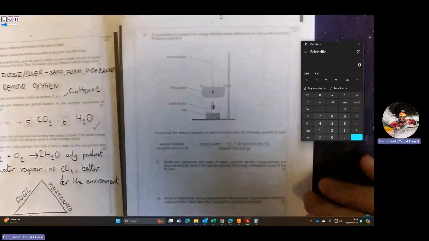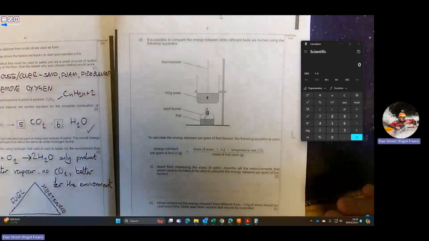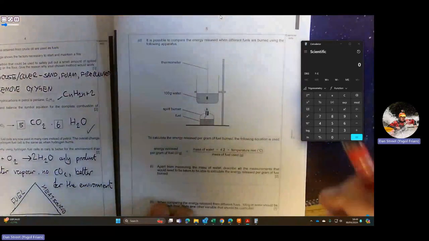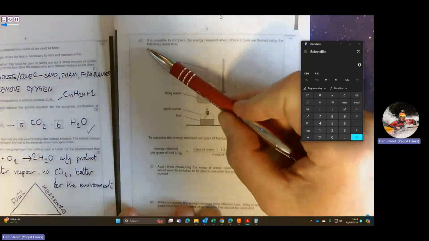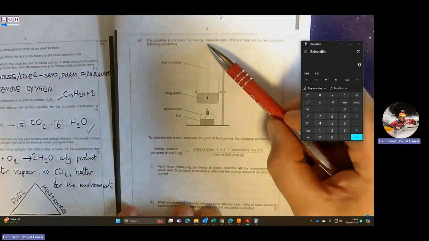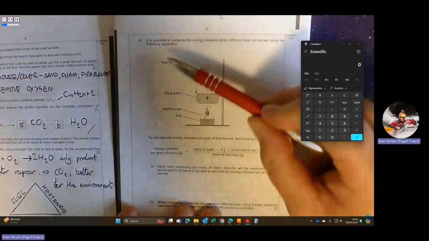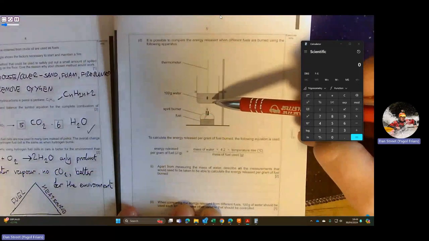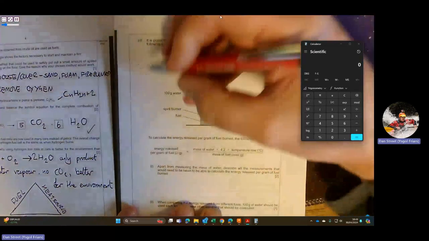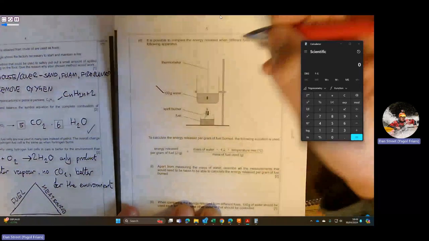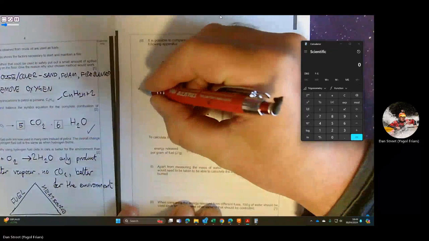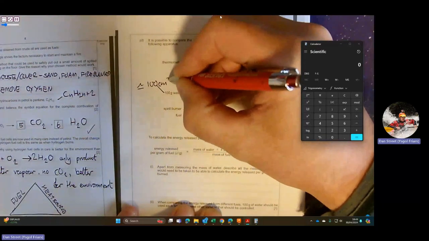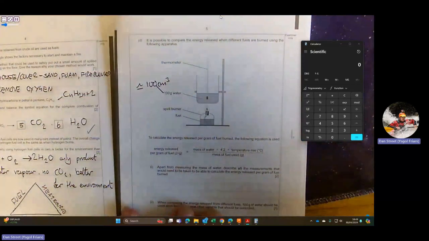Okay, so this should be a familiar experiment. This is one of the specified practicals. There's a slight variation, but it's similar to the practical that you will have done. It is possible to compare the energy released from different fuels by burning using the following apparatus. Okay, so we've got a container with some fixed mass of water. Don't forget that the density of water is 1 gram per centimetre cubed, so that's equivalent to 100 centimetres cubed. Okay, that'll be how it's actually measured out, is by volume.